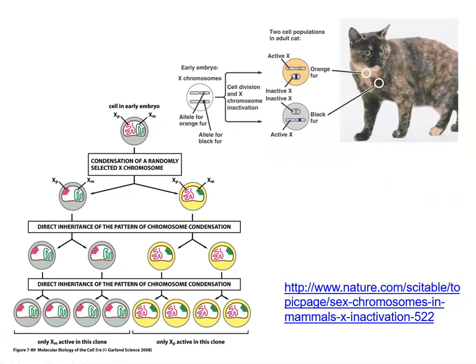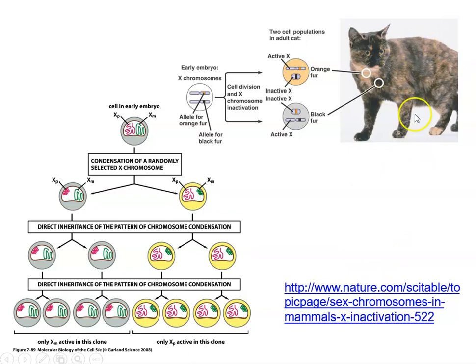So the best example of X chromosome inactivation is the tortoiseshell cat. It's a nice animal model of the process. This link here is a really good link to Citable, which is a Nature publishing site which explains the whole process of X inactivation in mammals. So take a look at that site.